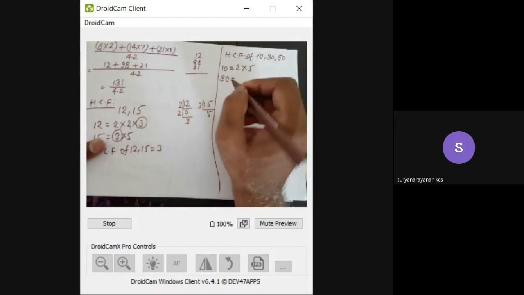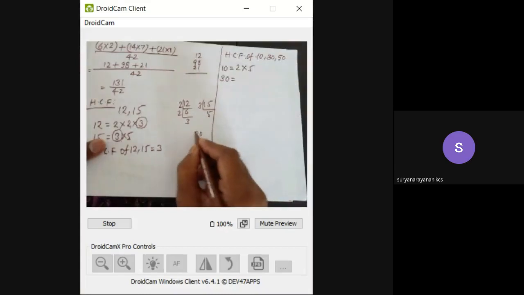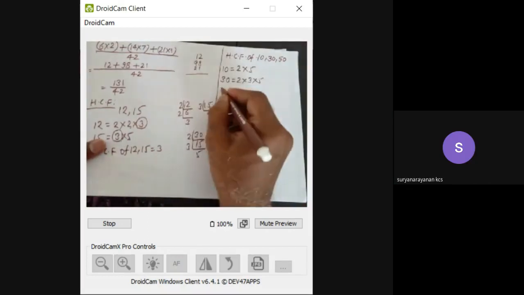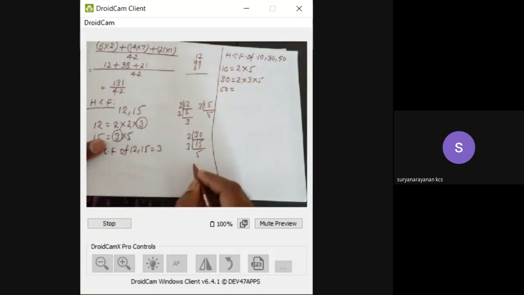What is the prime factorization of 30? Right here, 2 times 15, sir. 2 times 3 times 5. So 2 into 3 into 5. Next to 50: 2 times 25.